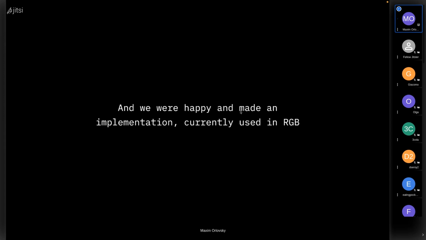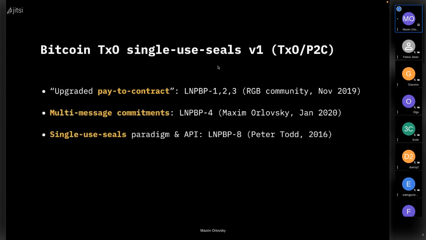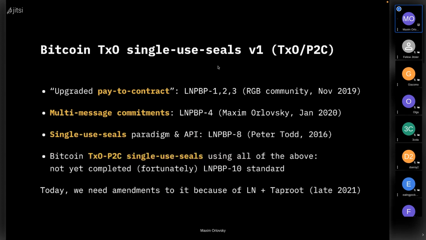And we were happy. We made an implementation, and we used that implementation in RGB, and it was the very happy part of this presentation. As a summary, basically, we ended up with Bitcoin transaction output single-use seals using pay-to-contract commitments defined by these standards. So that basically ends the introductory part of this talk today.